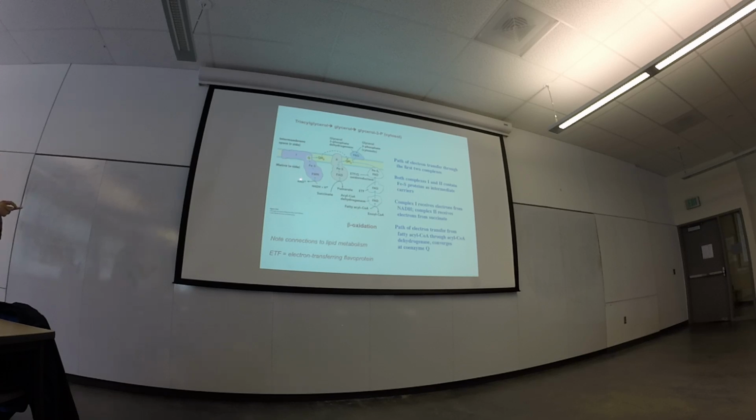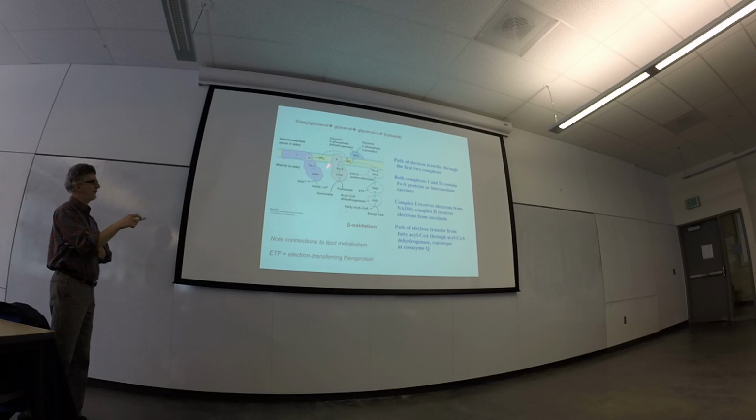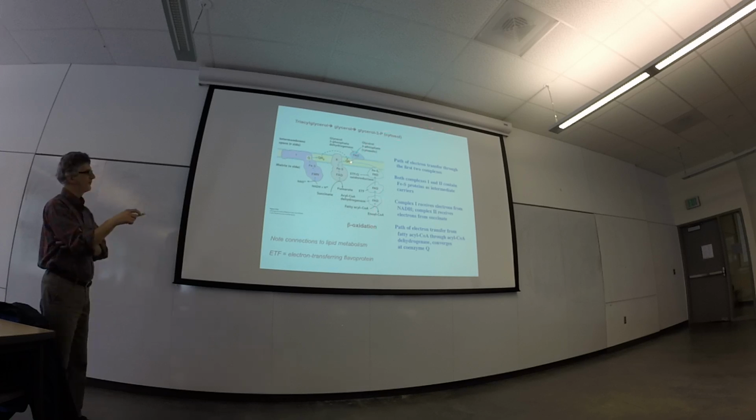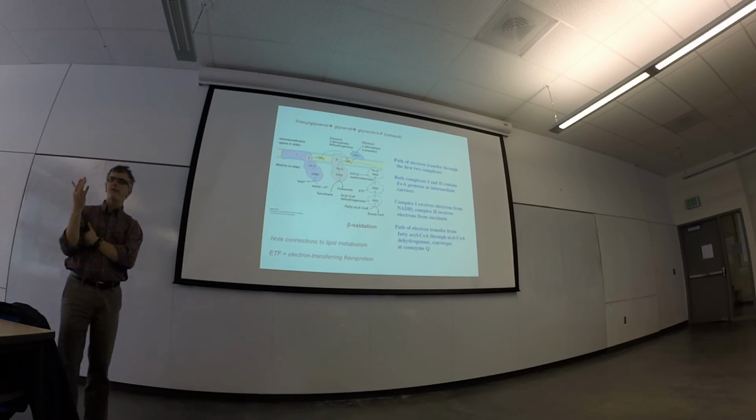All right, so the QH2 pool: complex 1, all the NADH from all the different processes. Here it is from the TCA cycle. Here's beta oxidation. Here's the glycerol backbone. That's 4 sources of QH2.